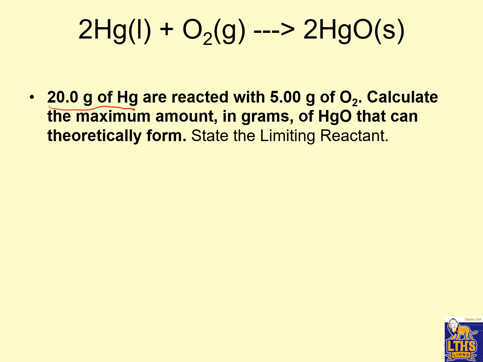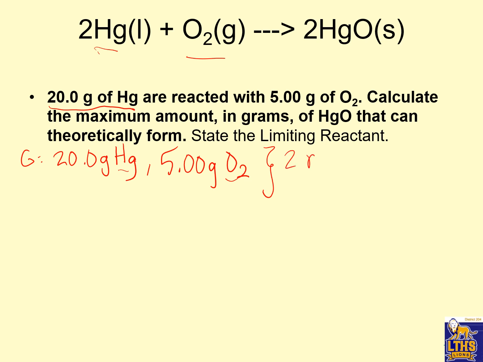All right, so 20.0 grams of mercury and 5.00 grams of oxygen given. And here's what I want you to notice. Mercury's here, oxygen's here, 2 reactants given. Reactant amounts given, so that's a clue that I've got to do a limiting reactant problem. Here's how you do a limiting reactant problem. You pick one, either one. I'm going to pick mercury because it's first. I don't know why.